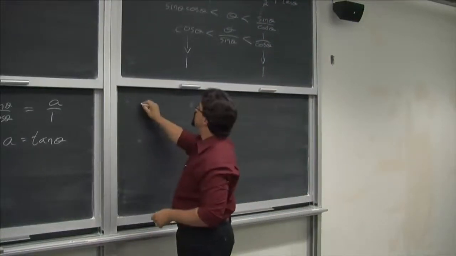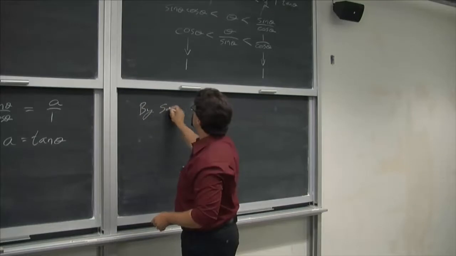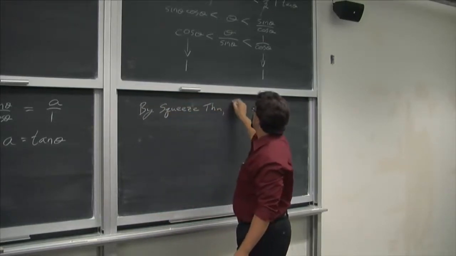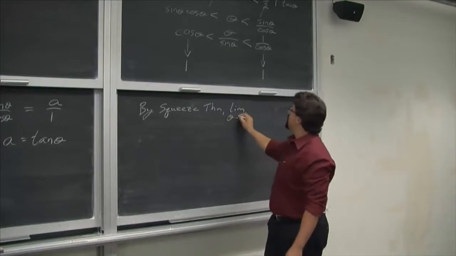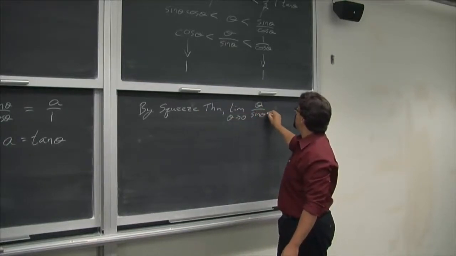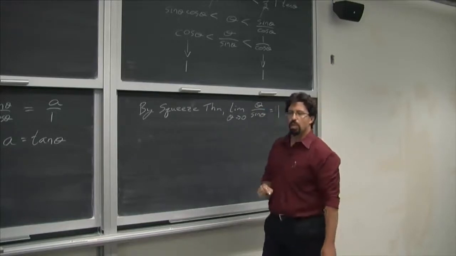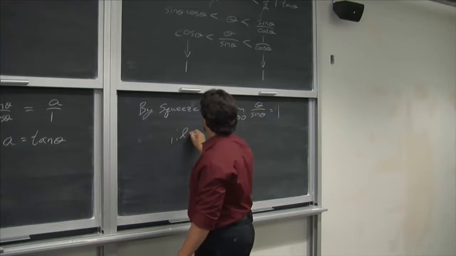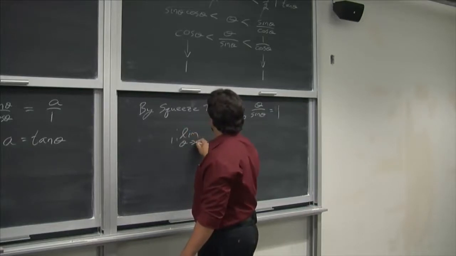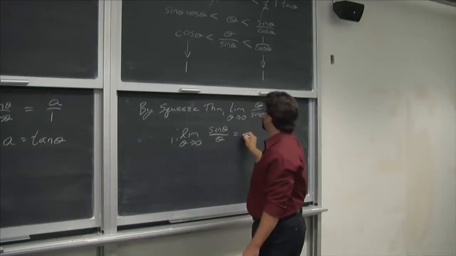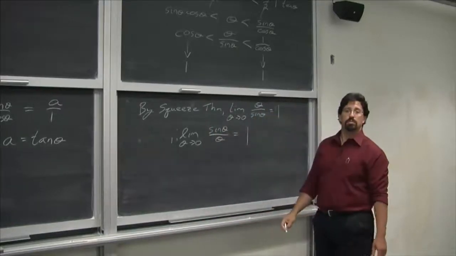And so what we can say is that by the squeeze theorem, the limit as theta goes to 0 of theta over sine theta is equal to 1. And if that's the case, then the limit as theta goes to 0 of sine theta over theta is also equal to 1.